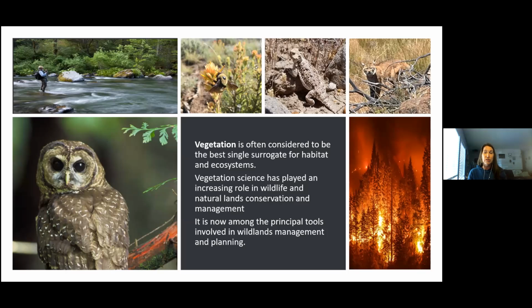Vegetation is an excellent surrogate for habitat and ecosystems, and our vegetation maps can be used in a lot of different ways, including regional conservation planning, fire and fuels planning, identifying wildlife corridors, and setting baselines for monitoring projects. Today, I want to highlight how fine-scale vegetation maps can be used to improve habitat modeling.